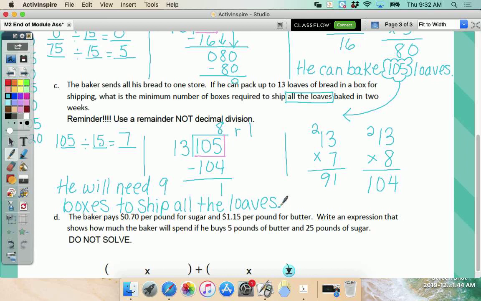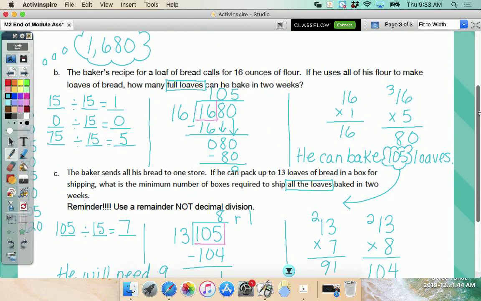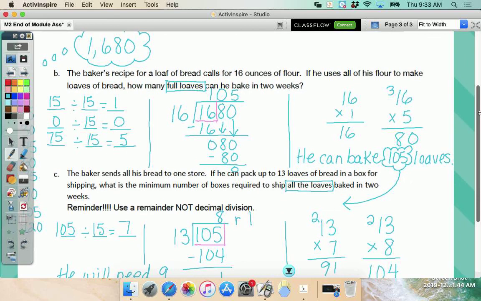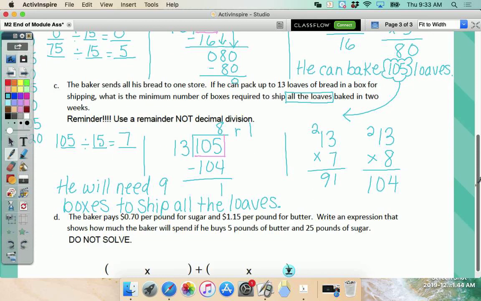He will need 9. So it's going to be 1 more than your quotient if you have a remainder. So these two are opposite. Did you notice that? Anybody notice that? So this one right here, we're going to leave the remainder off when we make our answer because it wants full loaves. This one right here, we have to count our remainder when we make our answer because it wants all the loaves. Okay? Let's keep going.